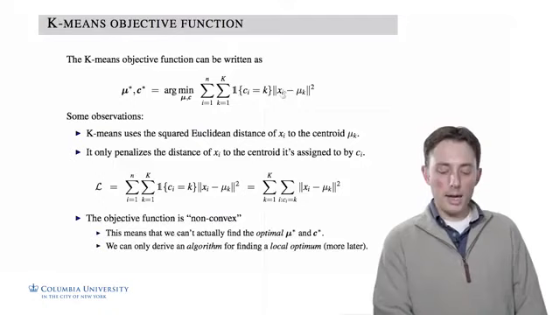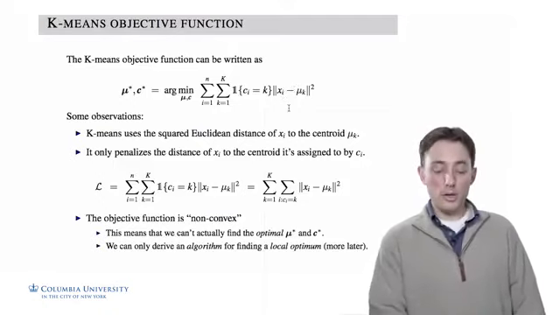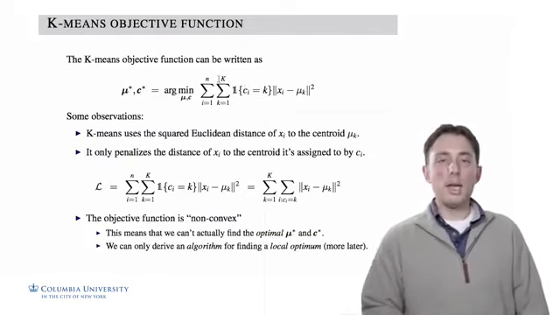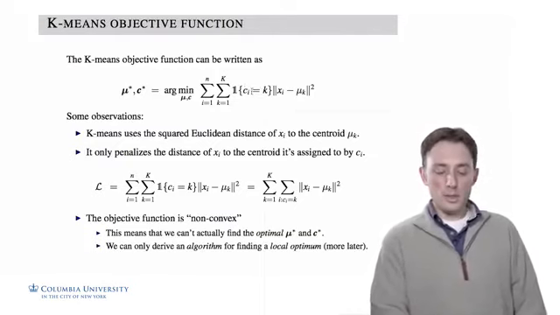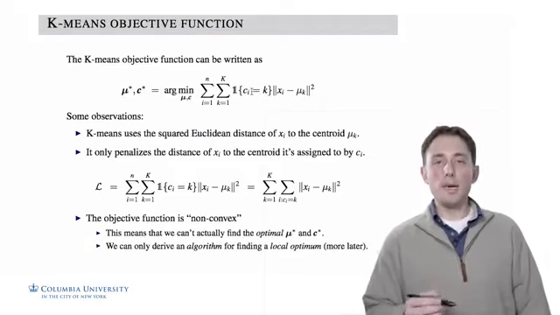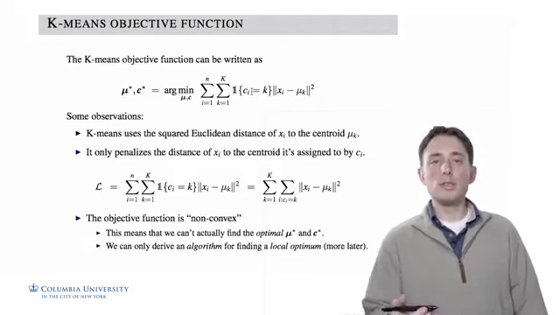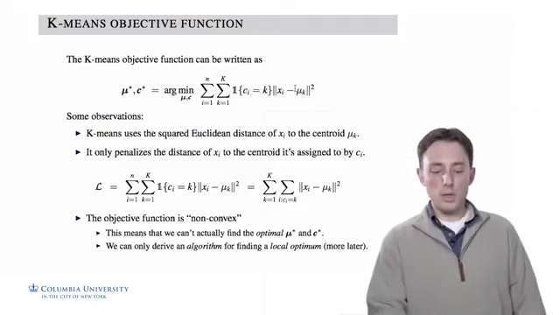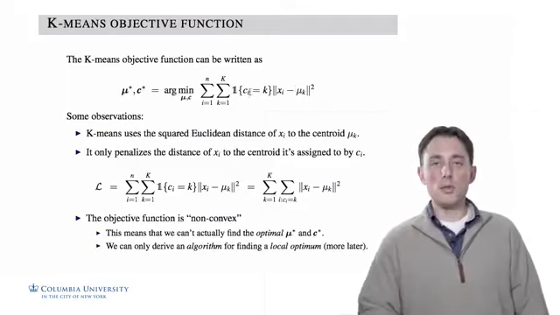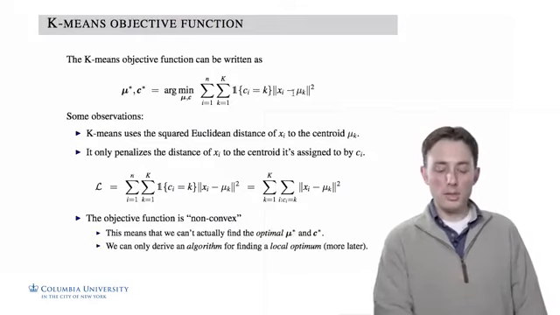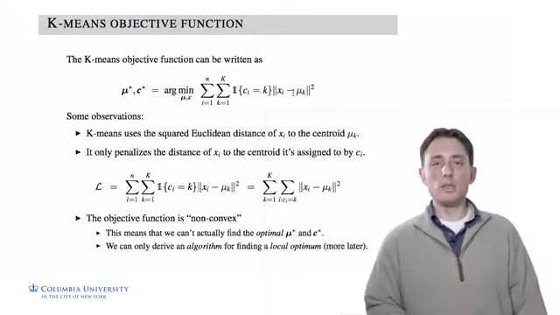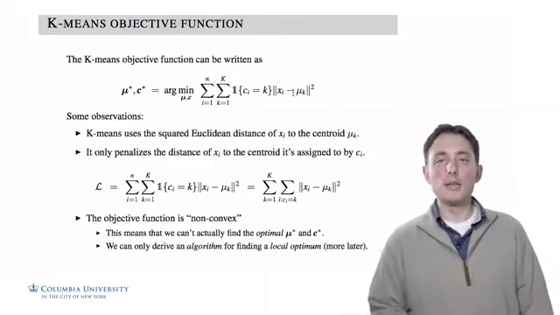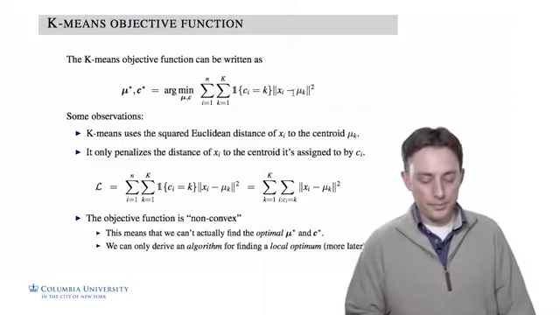So we calculate the distance of the ith data point to the kth cluster for all values of k. We square it, but then this indicator, through this sum, is only going to pick out the squared distance to the cluster that the ith point is actually assigned to. So it'll be 0 times a distance for k minus 1 clusters and 1 times the squared distance for the cluster that the ith point is actually assigned to.